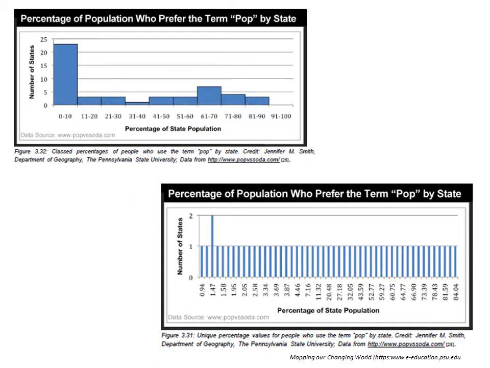So here's an example of classification of data into groups or classes. On the bottom example, it's very hard to interpret the data. It has to do with the percentage of a state population who prefer the term pop to soda or Coke, by state. And then on the top, the percentage of the population who preferred the term pop by state, shown in a way that breaks it down into classes. We can start to really understand the number of states that fall into various classes by breaking it down this way.